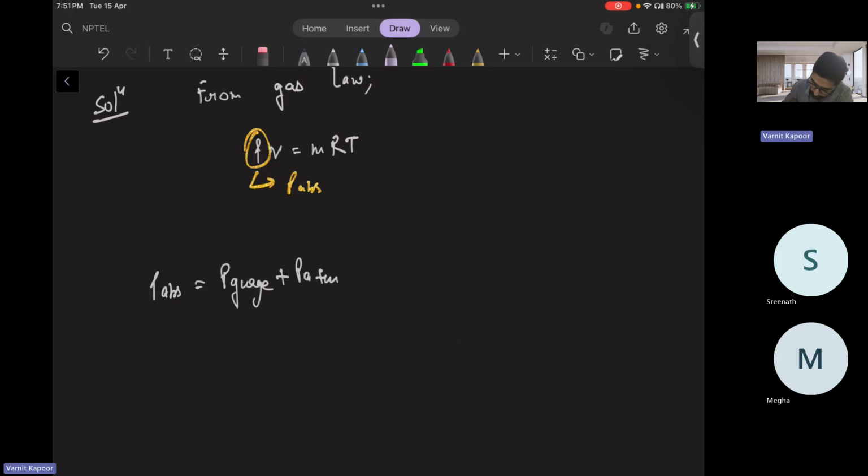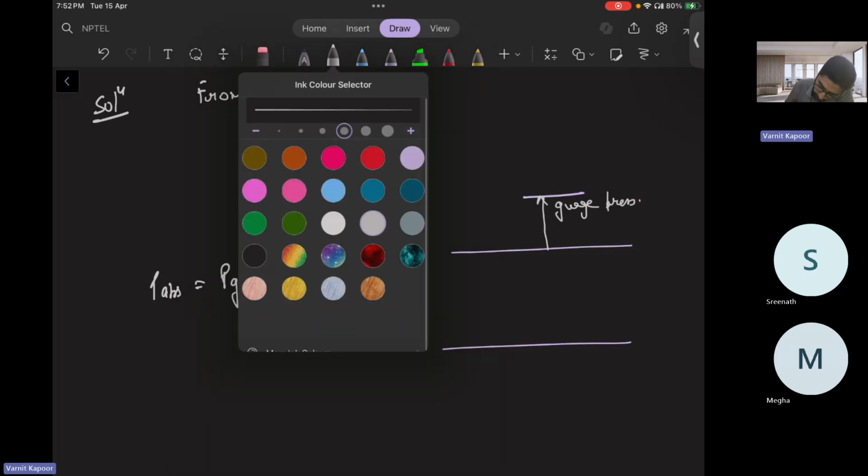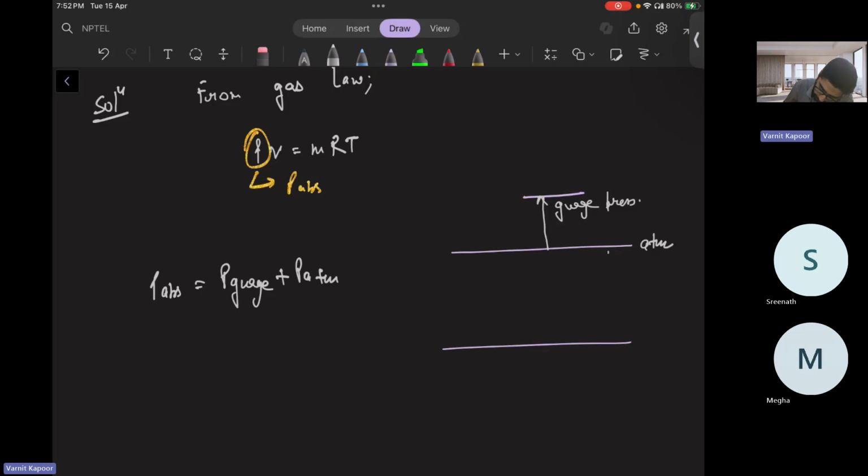We have drawn this kind of chart. This is a reference state. Suppose here is your gauge pressure, and this is your atmosphere, till here. And this is your reference state. So this complete thing is your P absolute.